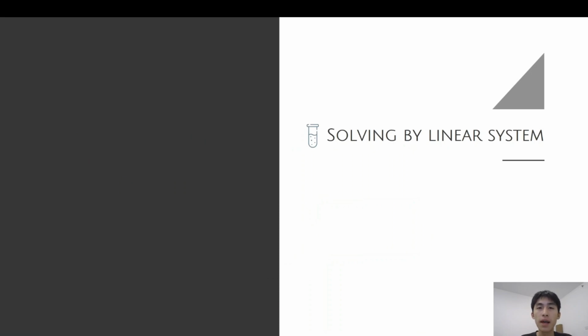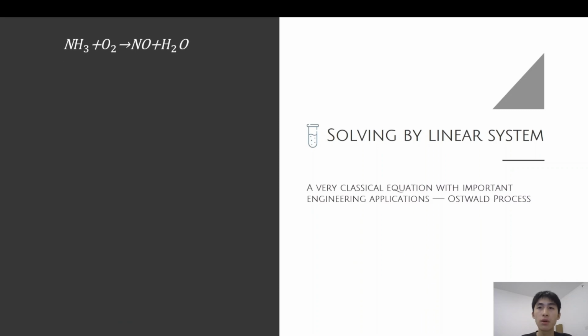Consider a more complex example. Ammonia reacts with oxygen to form nitrogen monoxide and water. This is a very classic reaction known as the Ostwald process, which is the foundation for industrial nitric acid production. To solve this question, we can first assume the coefficients of each material as A, B, C, and D.